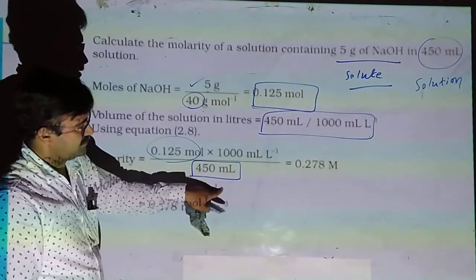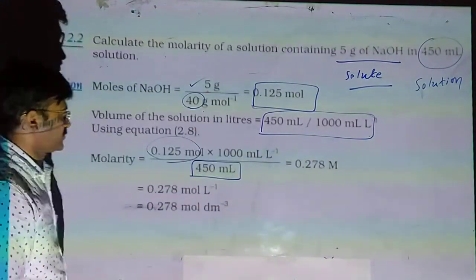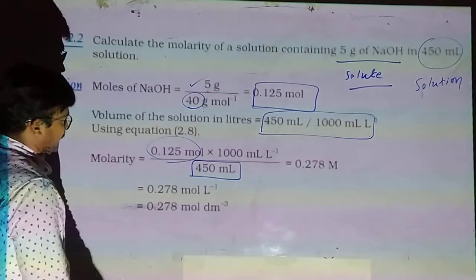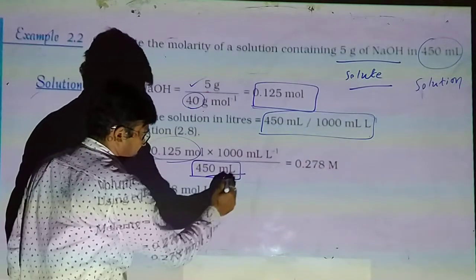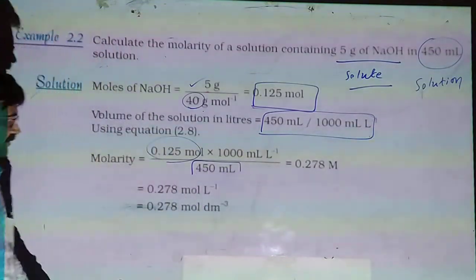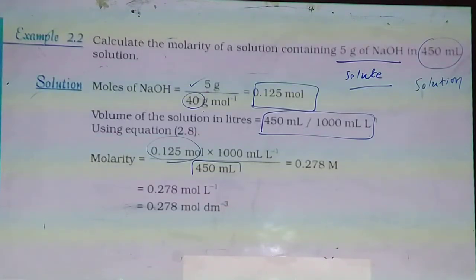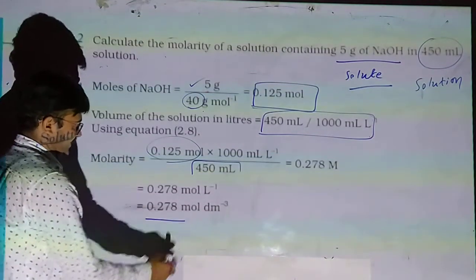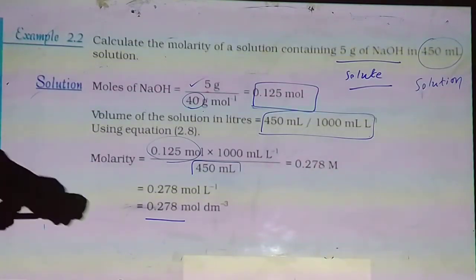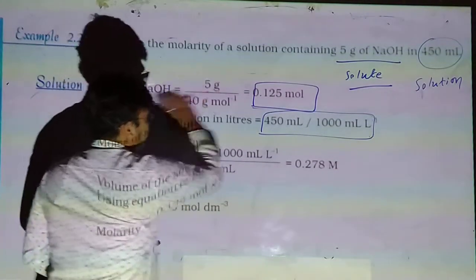So moving 1000 to the upper side, 1000 into 0.125, the 1000 that was here comes up. So 0.278 mole per liter, otherwise 0.278 mole per decimeter cube. Understood?